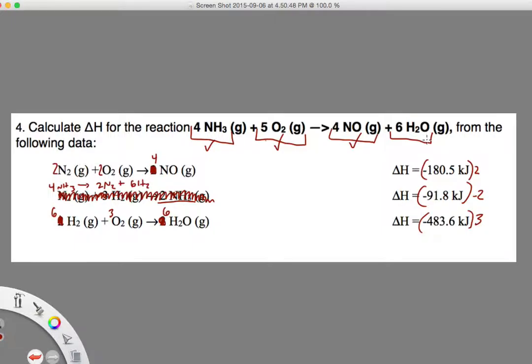Now what about our H2Os? Our H2Os, there's 6 H2Os over there, and nothing else on this left-hand side that cancels it out. So it looks like we're in business. So that looks like it's going to be okay.